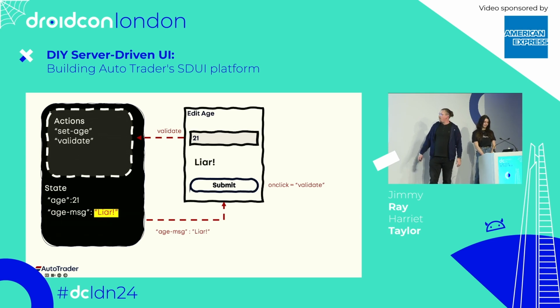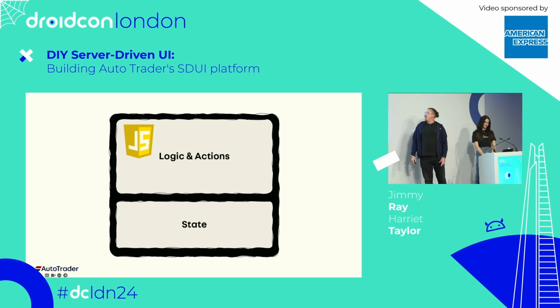Cheers. Anyway, we see how it works. Jumping inside the black box a little bit, we have logic and actions. These are all in JavaScript. And we have state. The logic and actions are shared across multiple instances of the screen.